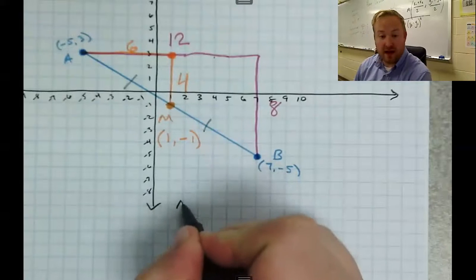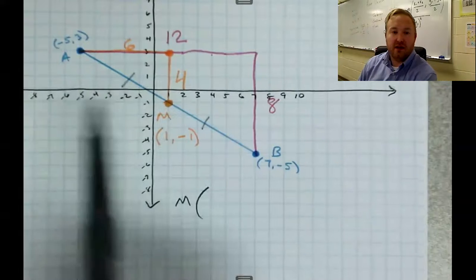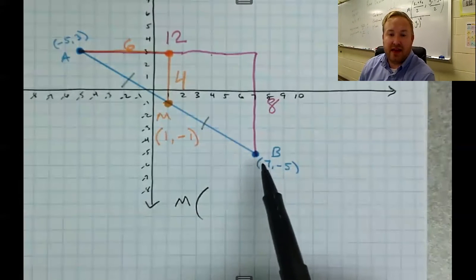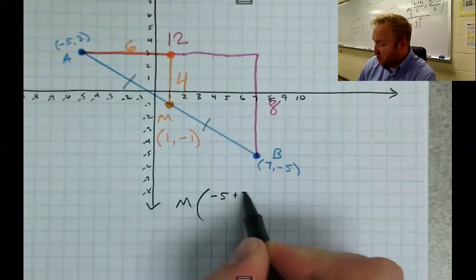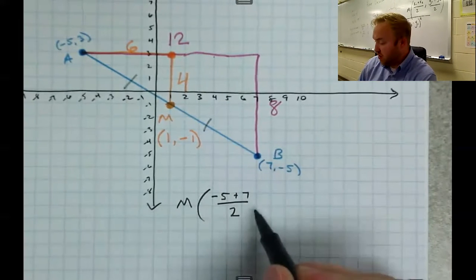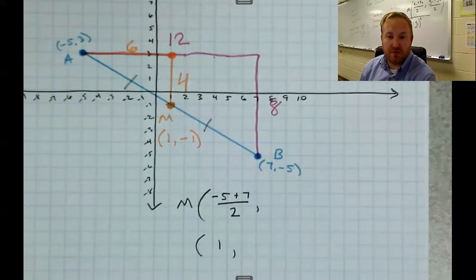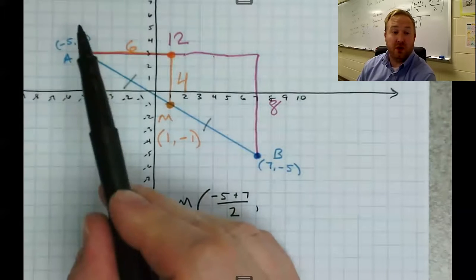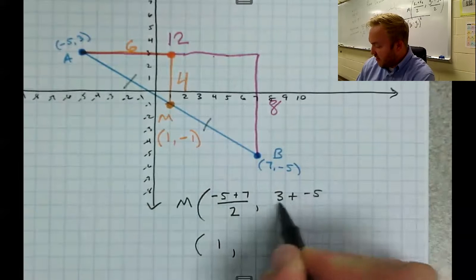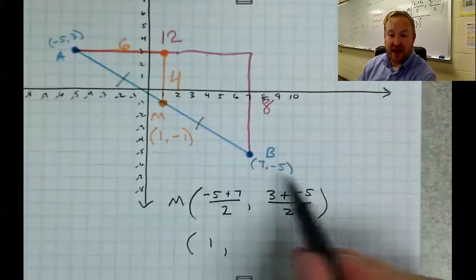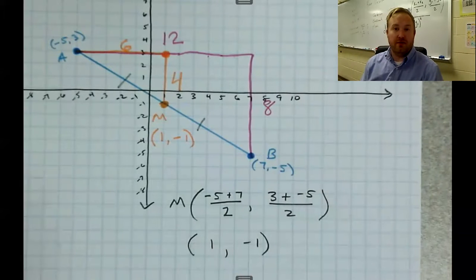I want you to notice here the coordinates of this point M, let's start with the X coordinate. The X coordinate's 1. Look at these two X coordinates, -5 and 7. If you add those X coordinates and divide by 2, that gives you 2/2, doesn't that give you 1 as an X coordinate? And then look at the Y coordinate as well. If you add 3 and -5 and divide by 2, isn't that -2 divided by 2, which is -1?